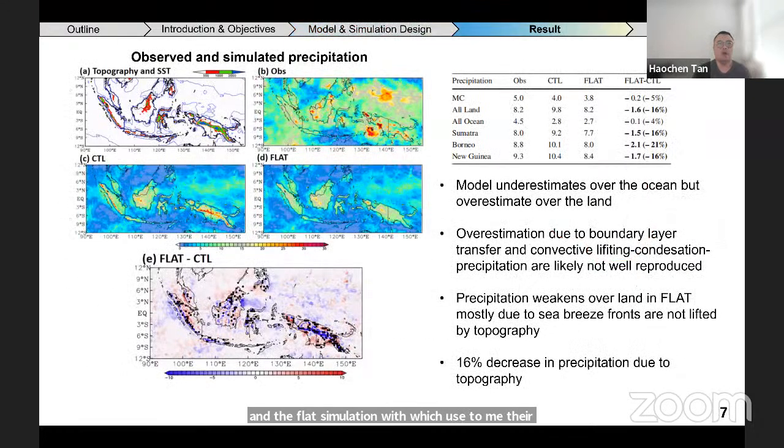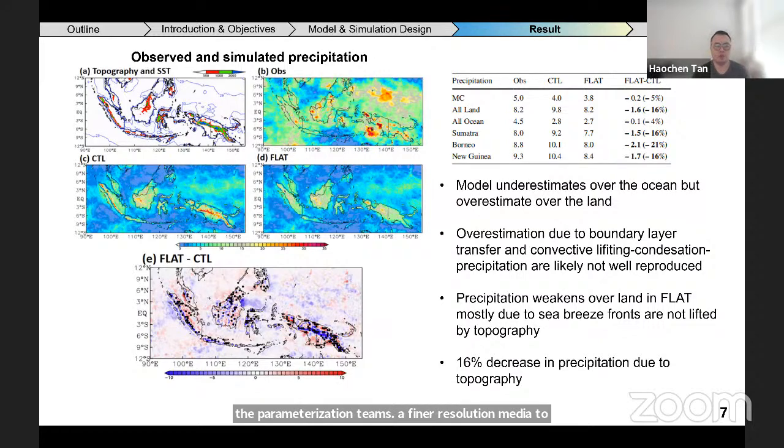Okay, the results. For the mean precipitation compared with the observation, the model underestimates over the ocean and overestimates over the land. This overestimation over the land may be due to mechanisms related to boundary layer transfer and convective lifting, condensation, and precipitation, which may not be well reproduced by the parameterization schemes. A finer resolution may be able to address this issue.